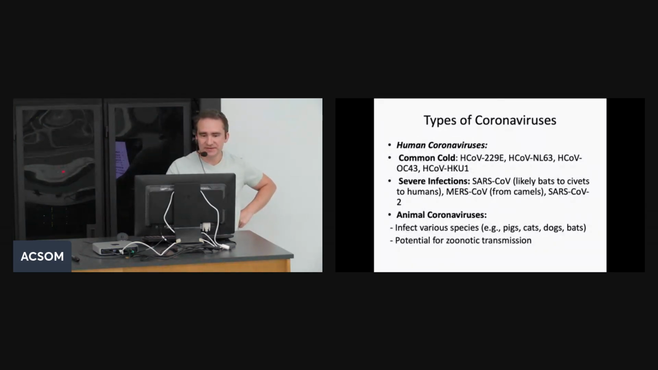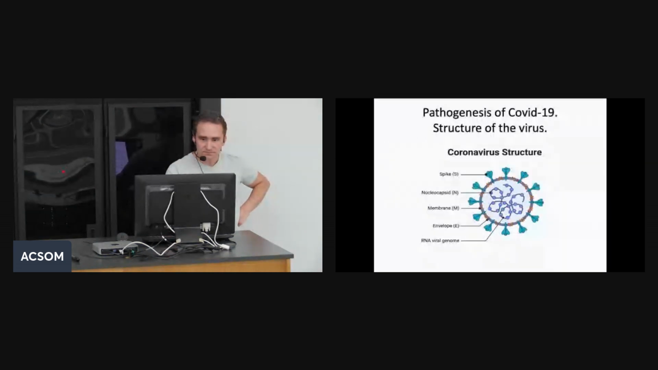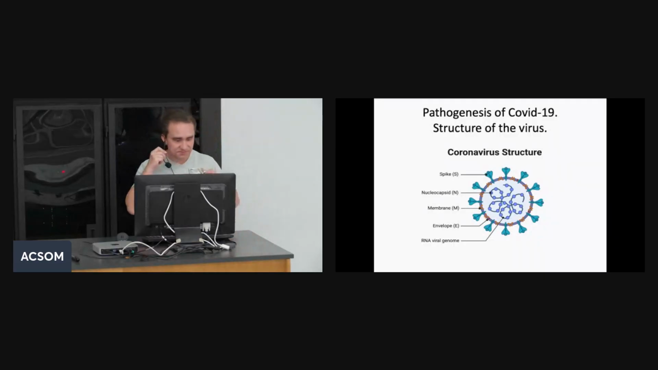And then there are animal coronaviruses. They infect various species, like pigs, cats, dogs, and bats. What may happen is that if a certain animal is infected by two different viruses, new viruses with new features may potentially come up. And then there can be potential for zoonotic transmission, which means infection would come from an animal source. So this is the basic structure of the coronavirus.